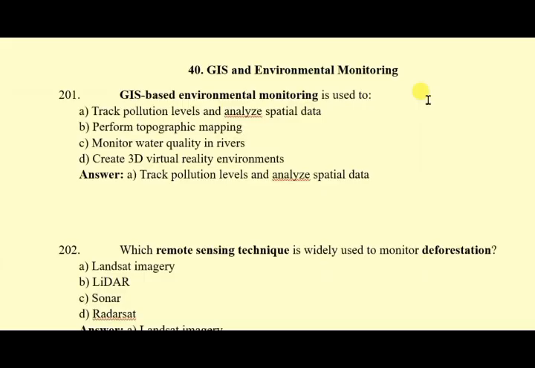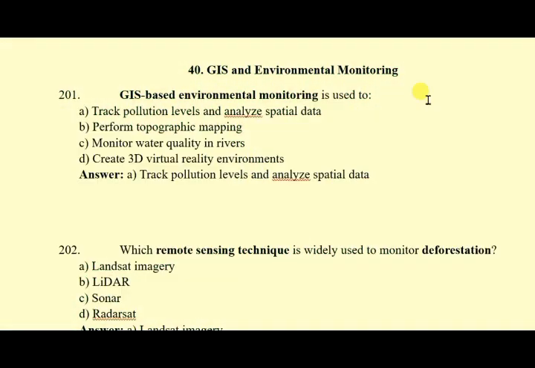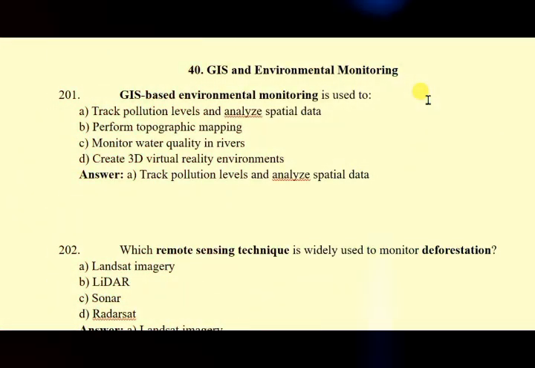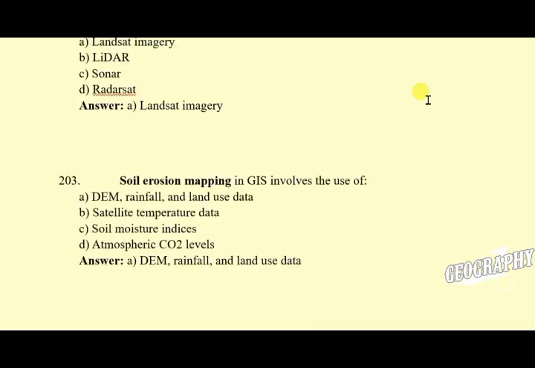Category 40. GIS and environmental monitoring. Question 201. GIS based environmental monitoring is used to track pollution levels and analyze spatial data, perform topographic mapping, monitor water quality in rivers, create 3D virtual reality environments. So the right answer will be track pollution levels and analyze spatial data. Question 202. Which remote sensing technique is widely used to monitor deforestation? Landsat imagery, LiDAR, sonar, RADARSAT. Here the right answer will be Landsat imagery.